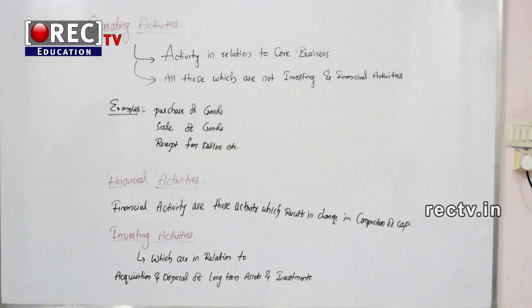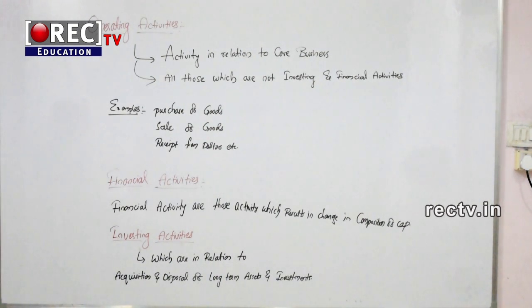Some of the examples for operating activities are purchasing of goods, sale of goods for cash and receipt from debtors, payment of salaries and payment of operating expenses, discount of bills receivable. So these are some of the examples for operating activities.